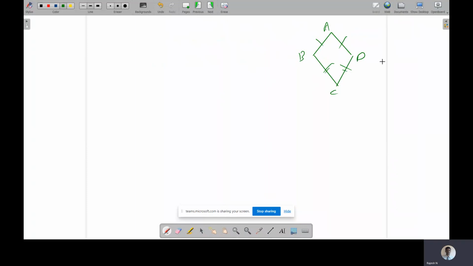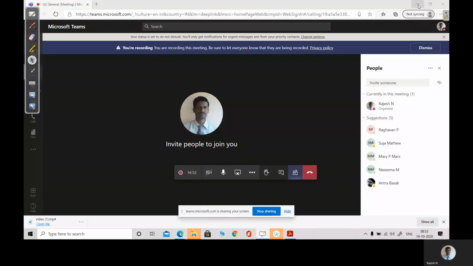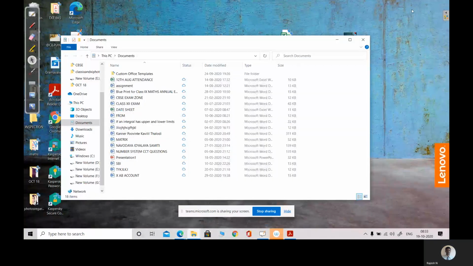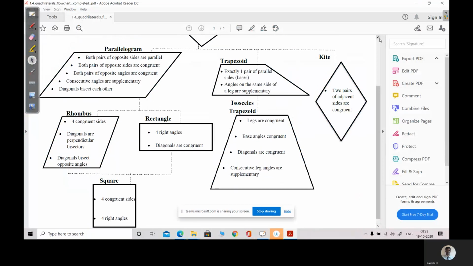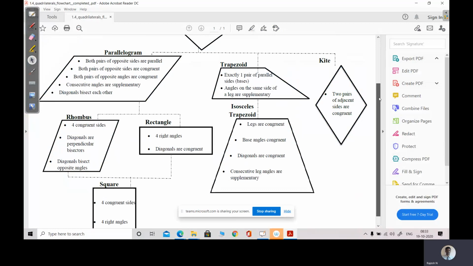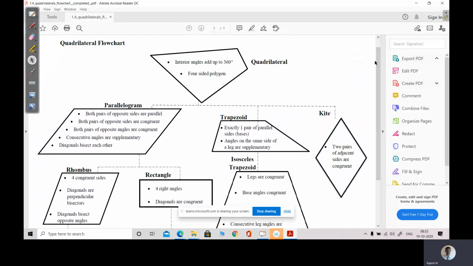Now we can say, first, quadrilateral. A quadrilateral is a four-sided figure. Interior angles add up to 360 degrees. Sum of the interior angles is 360 degrees. Four-sided polygon. And the next one, sorry, first trapezium. Trapezium or trapezoid has exactly one pair of parallel sides.